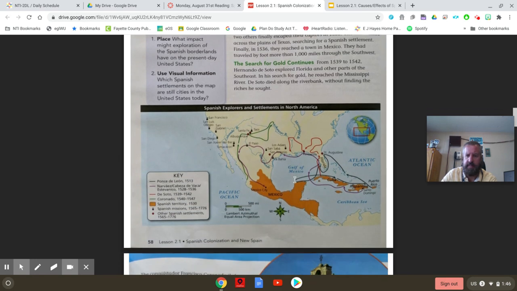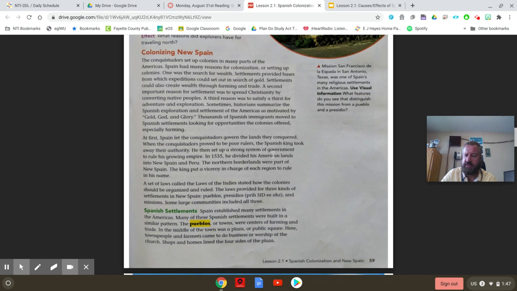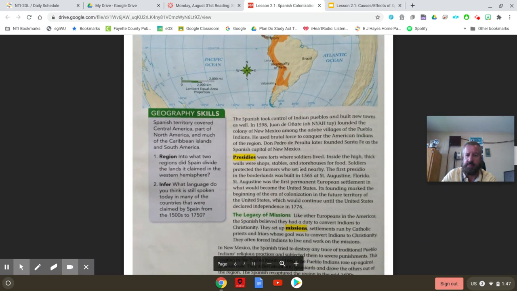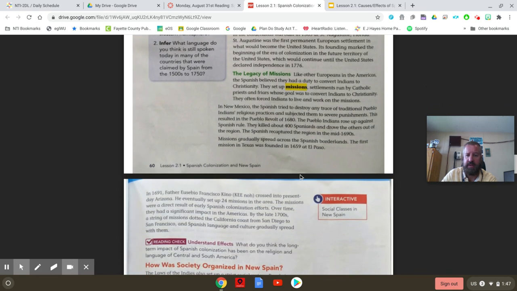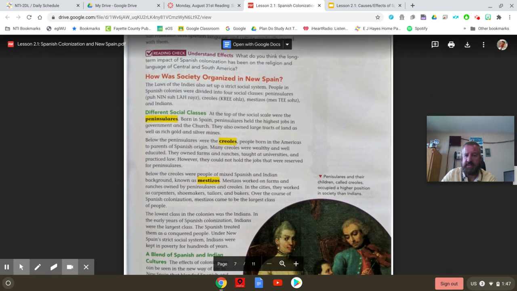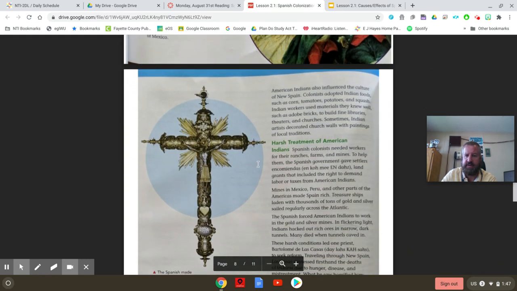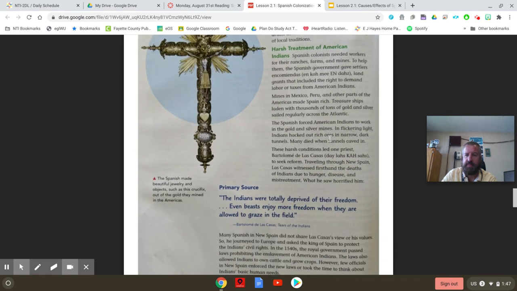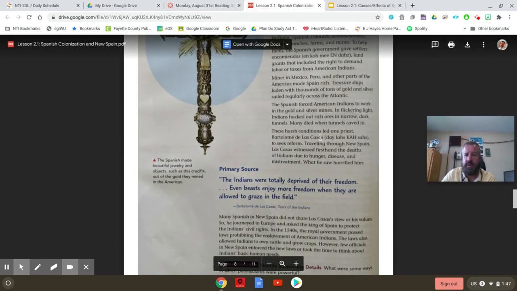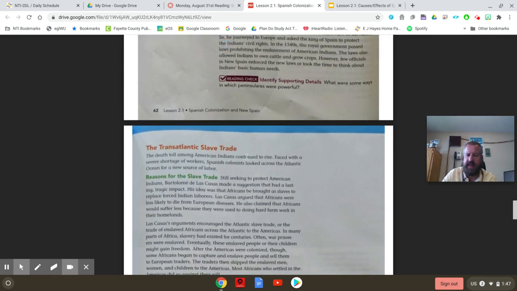You see a little map here. Colonizing New Spain, because that's what they called their colonies. And then the different types of colonies. There are 3 different types of colonies, all right? How they organize these things. This is their social class, of course, because we always have to have social classes. Their treatment of the natives, it was not very good, because their treatment of the natives and what happened to them is what leads to the slave trade, and this is the last part.